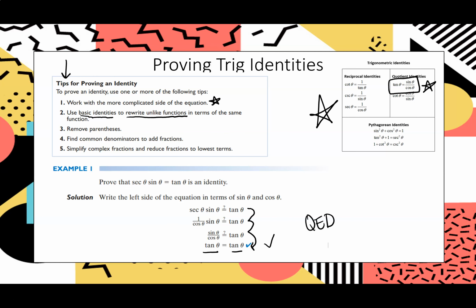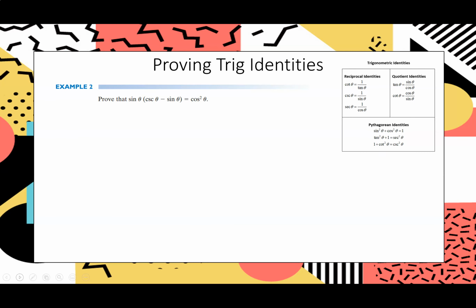Some other things that they recommend doing is removing parentheses and finding common denominators to add fractions, or even combining fractions and multiplying them. And then simplify complex fractions and reduce fractions to their lowest term. So here's a fraction, and we made that a less complicated fraction by just calling it tangent because of this rule right here. But overall, the general goal is to take a very complicated function like this one, rewrite it so we have a match to have on the other side. Are you ready to try this out for example 2?